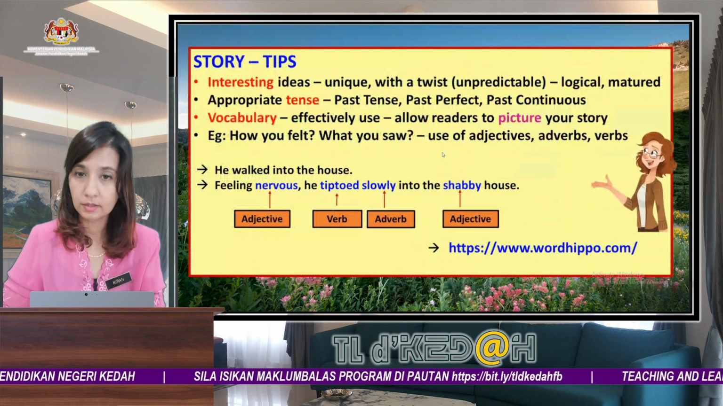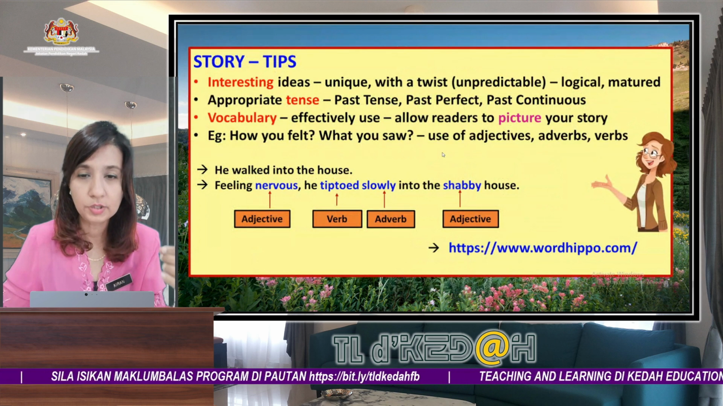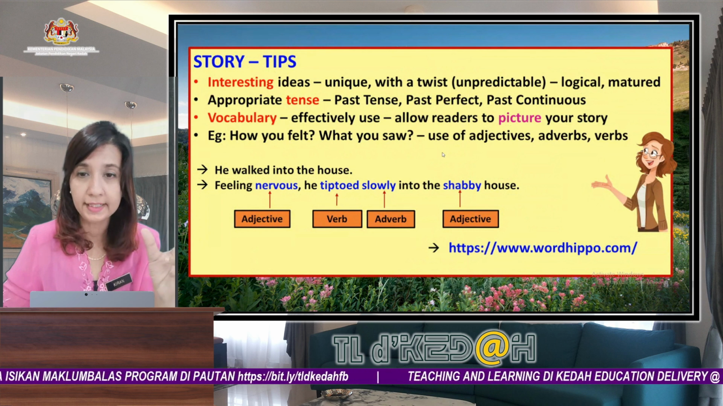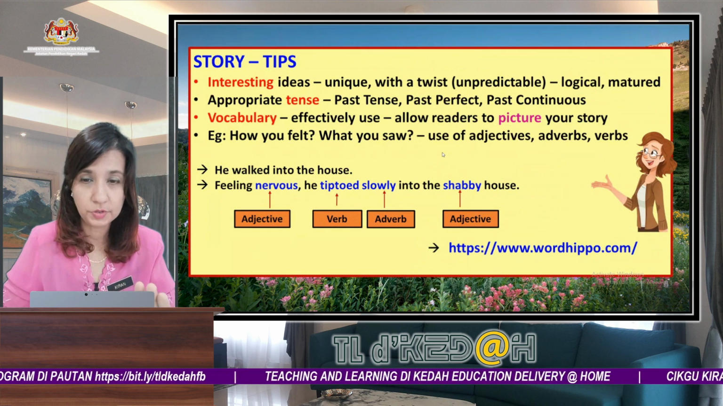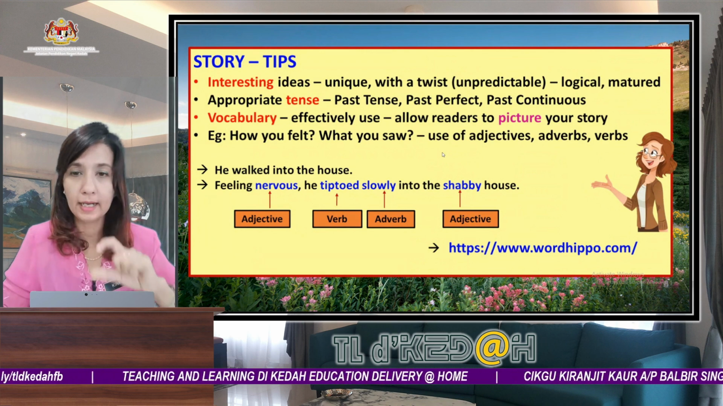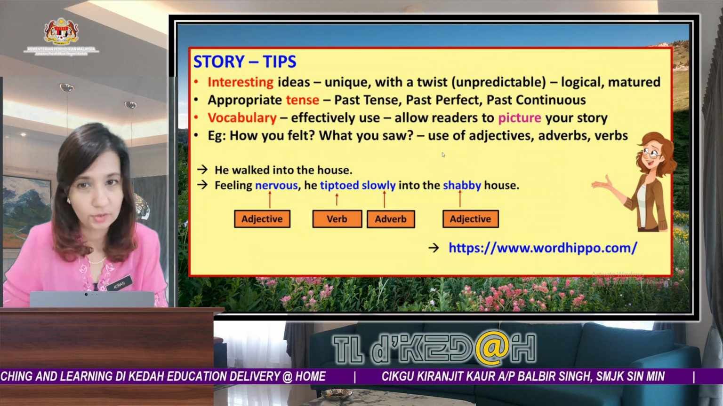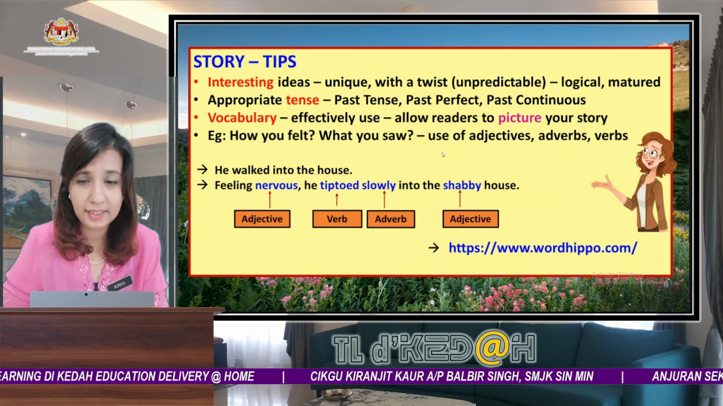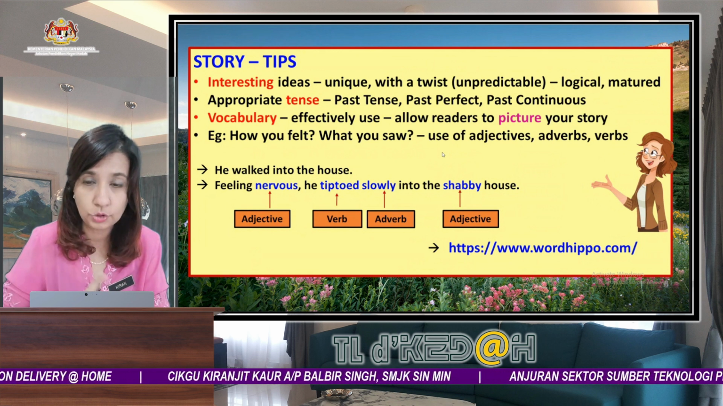I need to share with all of you. Firstly, you need to make sure your story is unique. Have a twist. Make sure it's unpredictable. Students, if your stories have a twist, then the stories are interesting. Don't let the reader or marker read the first paragraph and think, I know the ending. That means the story is not that unique. Make it different, but make sure the story is logical and mature.